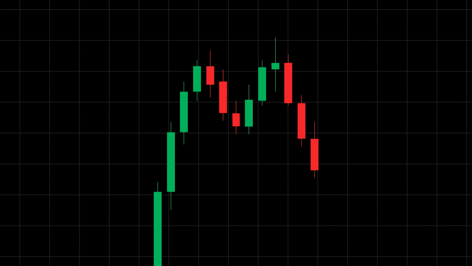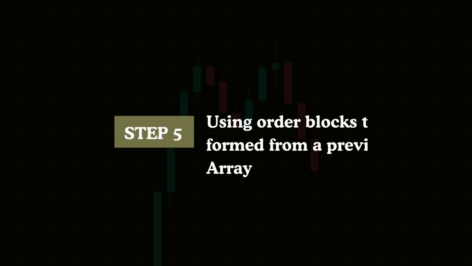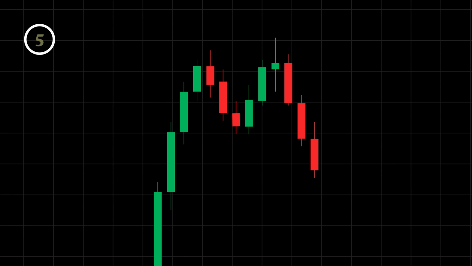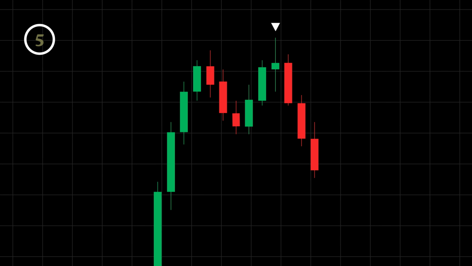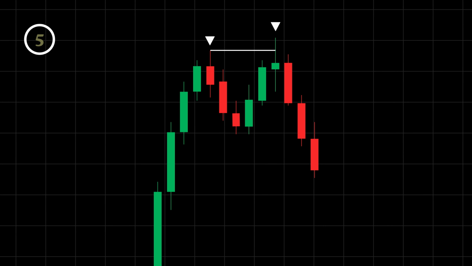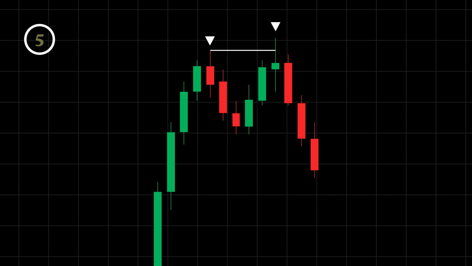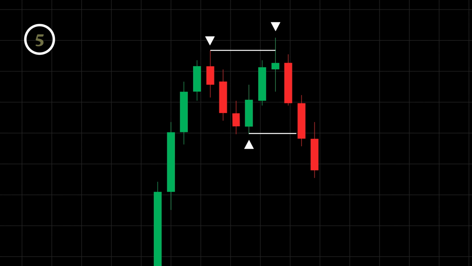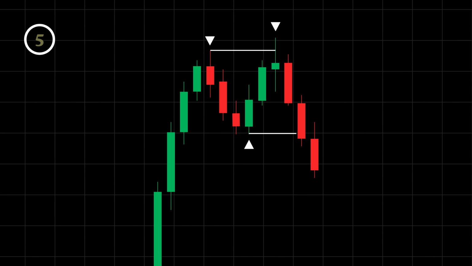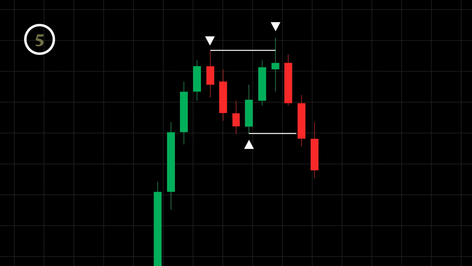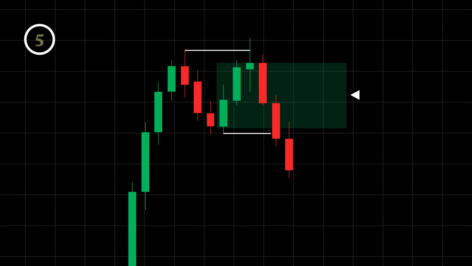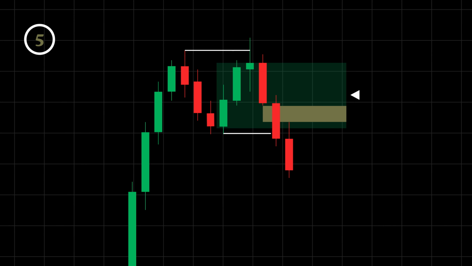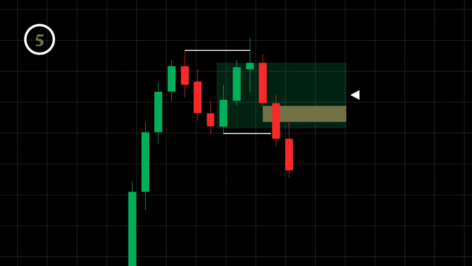Now moving on to the next step, we have another key piece of criteria for identifying high probability order blocks: only using order blocks that are formed from a previous PD array. Looking at this new chart, the first thing we should immediately observe is that the market has executed a liquidity sweep from the prior swing high. We can confirm this sweep by identifying the change of character that occurred during the subsequent bearish pullback. If you haven't already noticed, this structure has now formed a bearish order block with an overlapping bearish fair value gap, making this our first example of a very high probability order block.